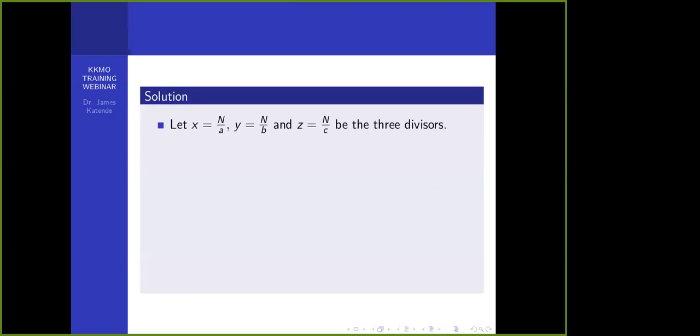So we have the 3 divisors. We call them X, Y, and Z. And since they are divisors of n, we can write them as quotients: n over A, n over B, and n over C, where A, B, and C must be different numbers. They must be different because X, Y, and Z must also be different. 3 different divisors. So A, B, and C are also factors of n.